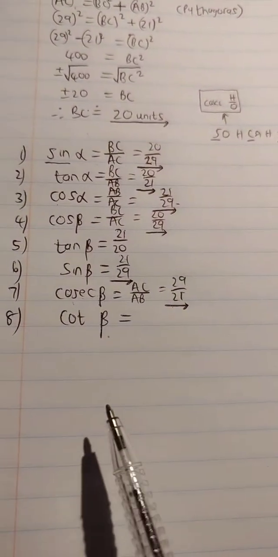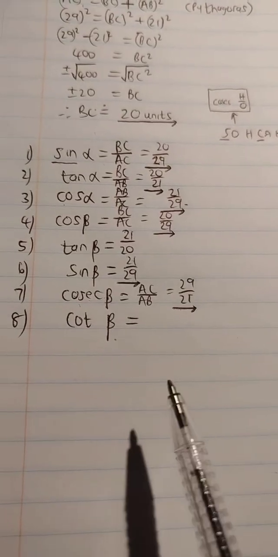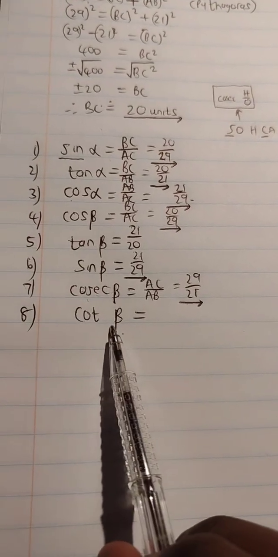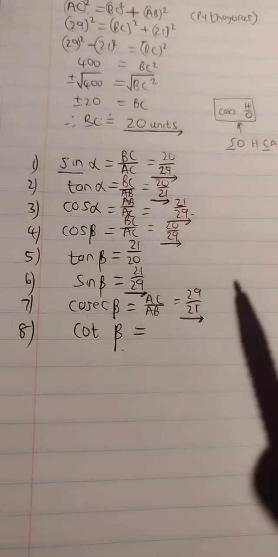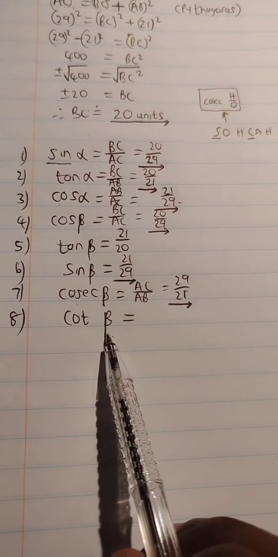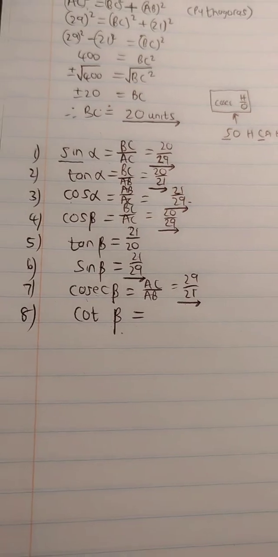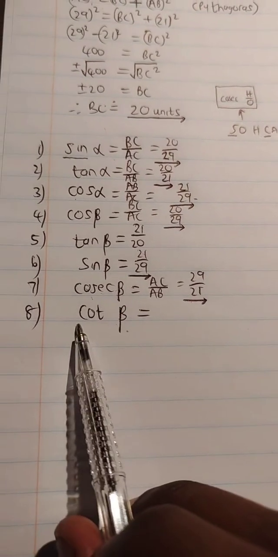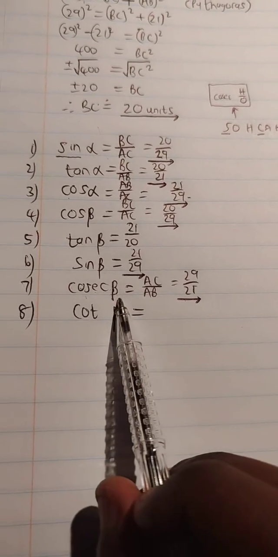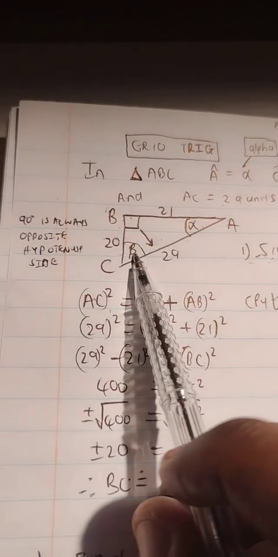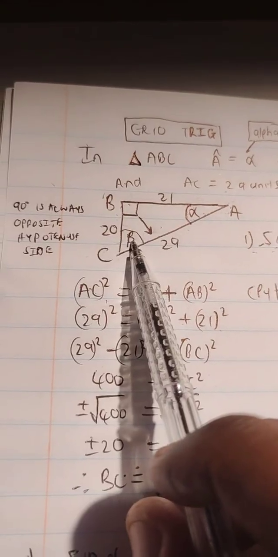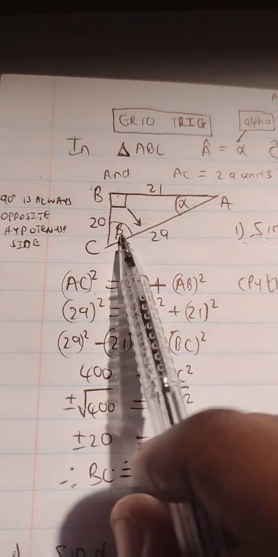Okay, 8, cot of beta. Cot beta. What is cot? Once again, guys, we know the basic trig ratios, sine, cos, and tan, but now cot. So let's first locate where angle beta is in the triangle. There it is, angle beta. That's the first thing we do. Where is beta? There it is in the triangle.